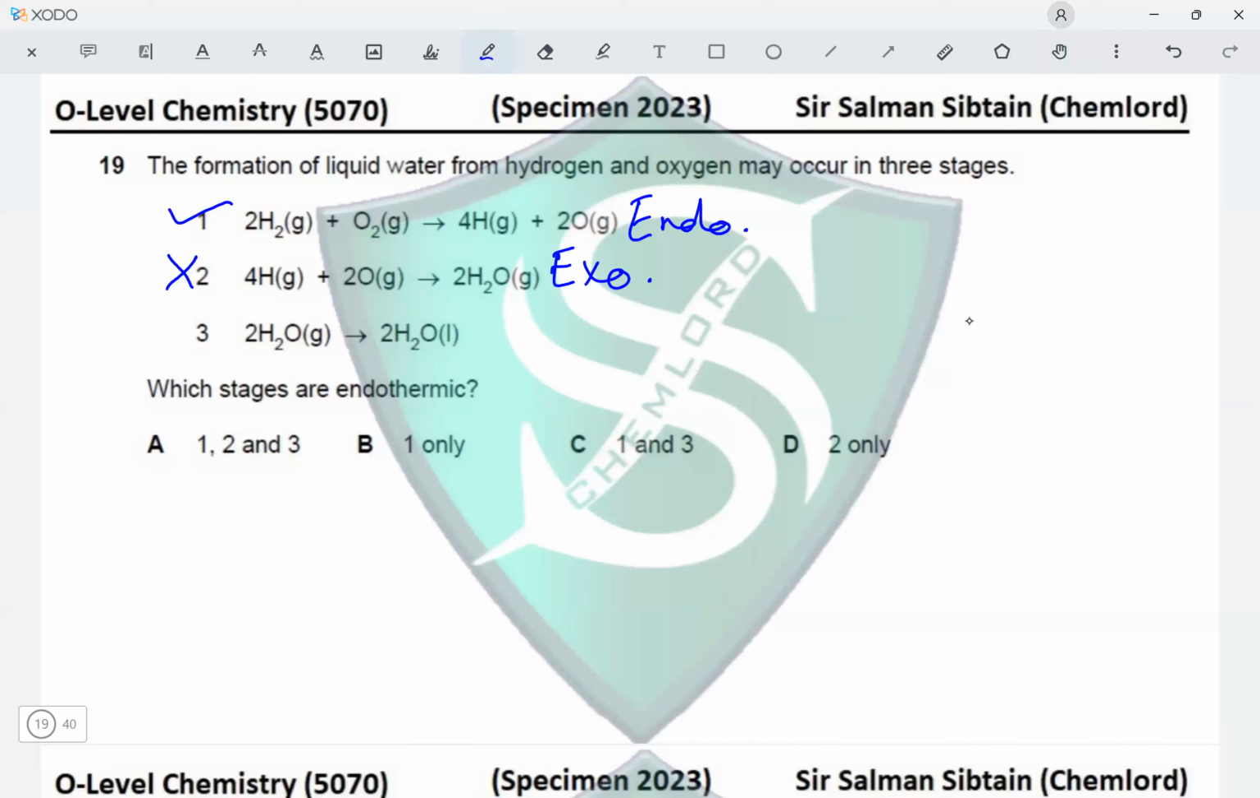In stage 3, we have steam condensing to form liquid. Now, condensation is basically cooling. So, if something is being cooled, energy is being released or given off. So, making stage 3 also an exothermic process. So, stage 3 is also not the correct option. So, out of the three stages, the correct option that we have is only stage 1 as being the endothermic stage, making option B the correct option for this question.